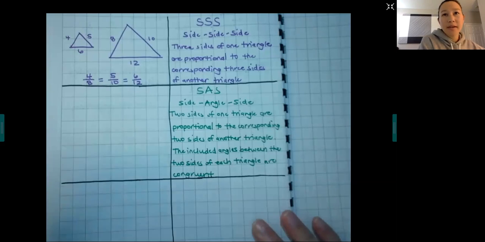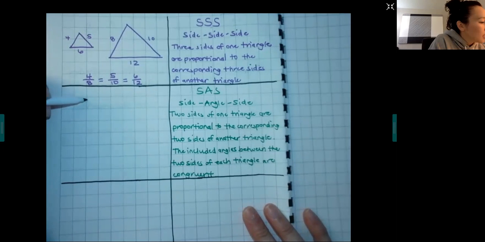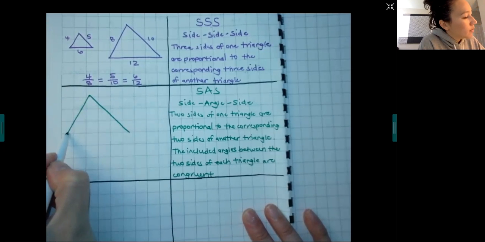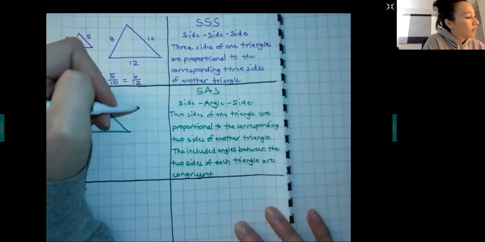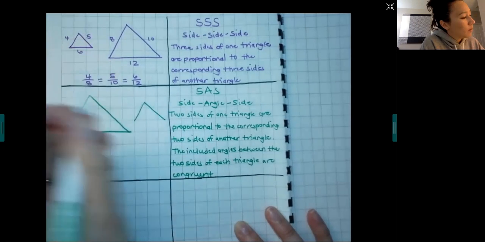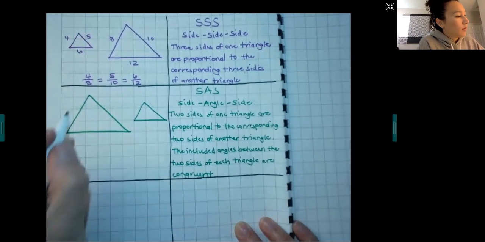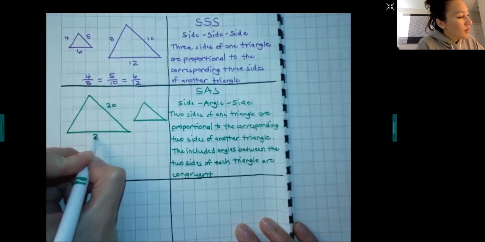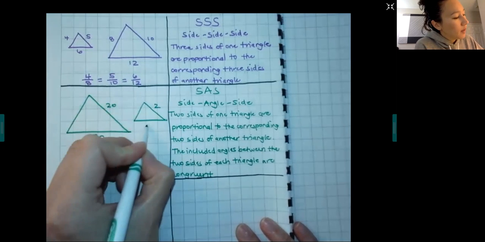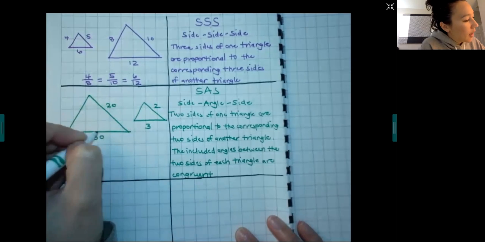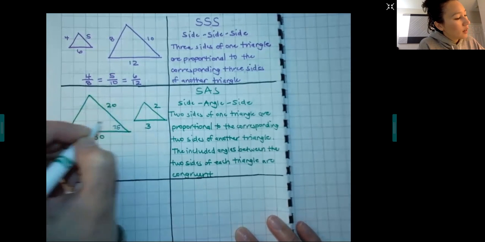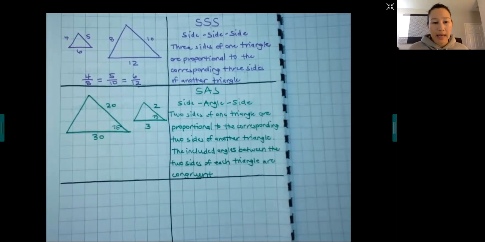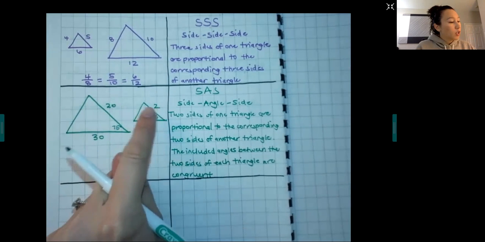Okay, hopefully that was enough time. So let's just sketch an example. So this side is 20, and this side is 30, and then 2 and 3. And the angle between the two sides is the same.